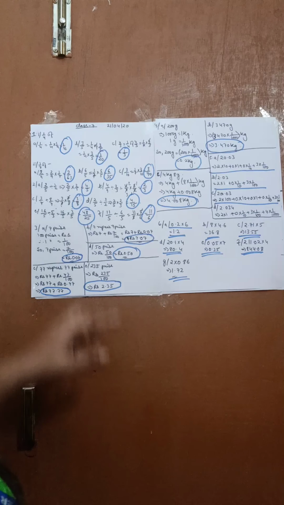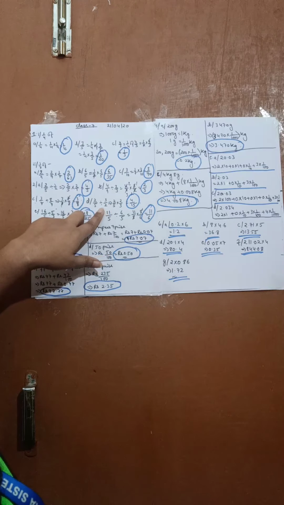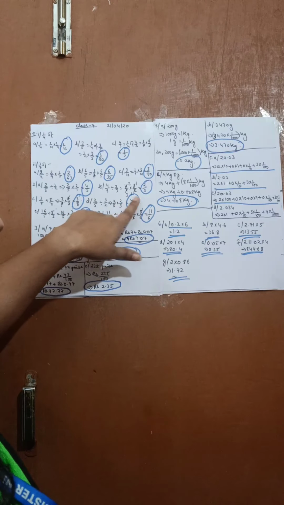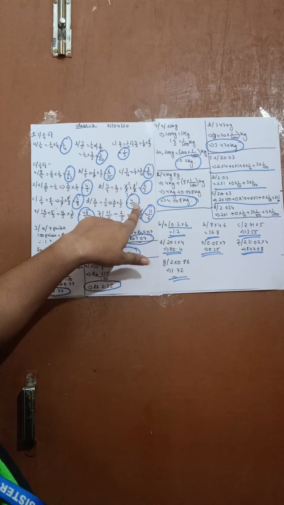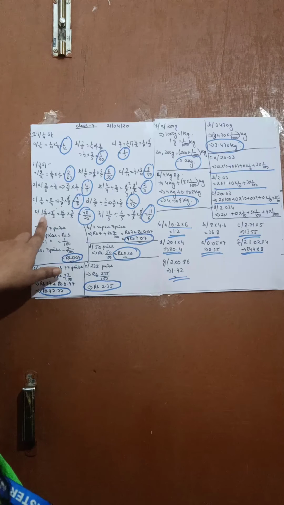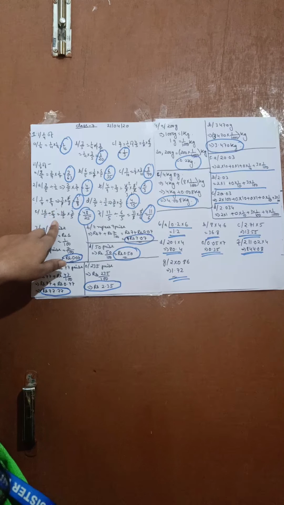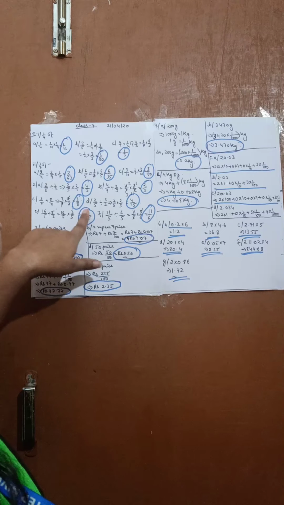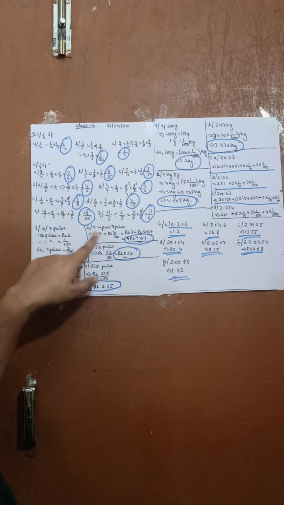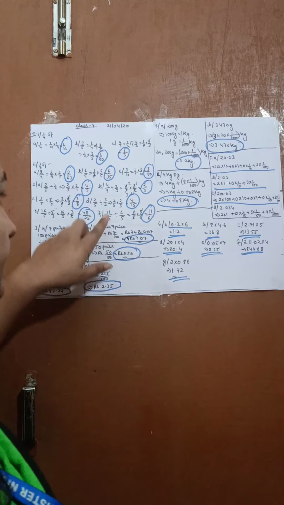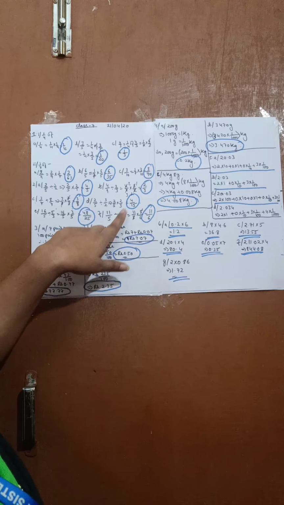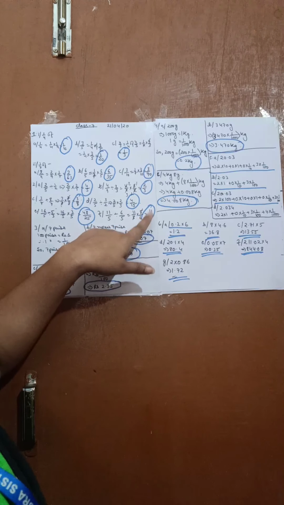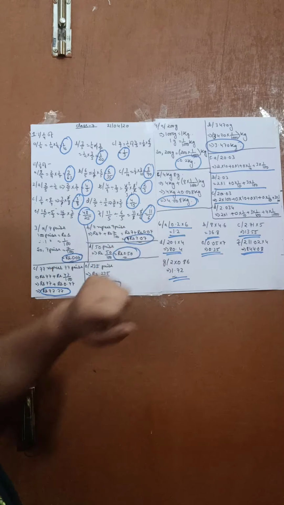Number D is 2 by 5 divided by 3 by 2, which is 2 by 5 into 2 by 3. So 2 twos are 4, 5 threes are 15. Answer is 4 by 15. Number E is 16 by 5 divided by 5 by 3, which is 16 by 5 into 3 by 5. So 16 into 3 is 48 and 5 into 5 is 25. The number F is 11 by 5 divided by 6 by 5, which is 11 by 5 into 5 by 6. So 5 gets cancelled. So the answer will be 11 by 6.